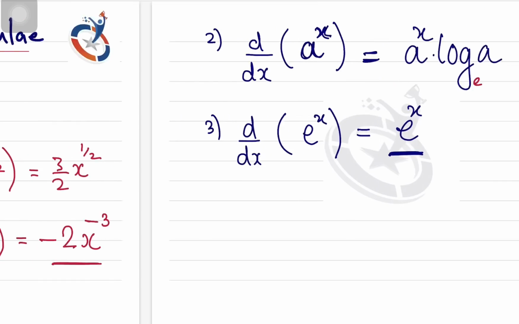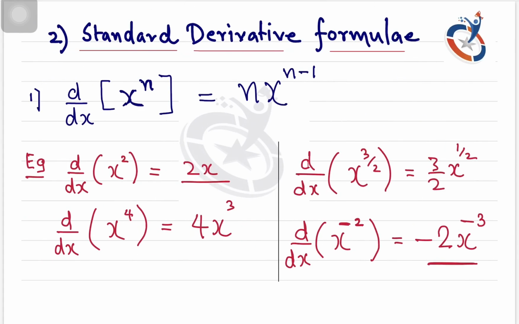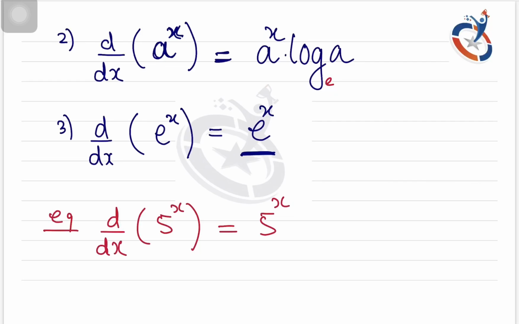Now the difference between the first formula and the second formula is, in the first formula, the base is a variable and power is a number. Here, the base is a number and power is a variable. So don't get confused while applying the formula. For example, if I ask you, what is the derivative of 5 raised to x? Do you apply the first formula or second formula? Yes, we apply the second formula because the base is a number. So here the answer will be 5 raised to x into log 5. 7 raised to x, it's 7 raised to x into log 7. 10 raised to x, it's 10 raised to x into log 10.